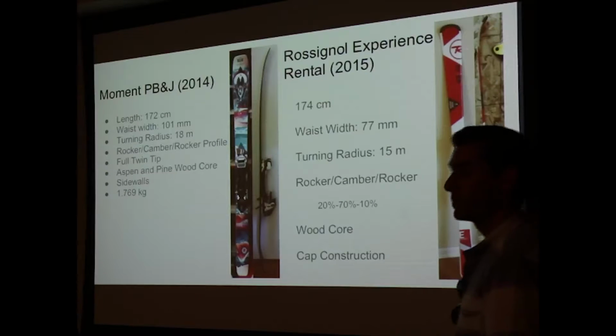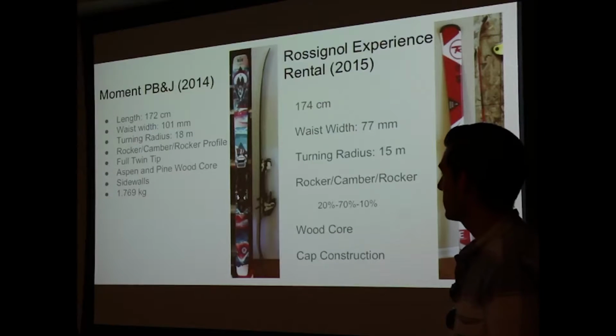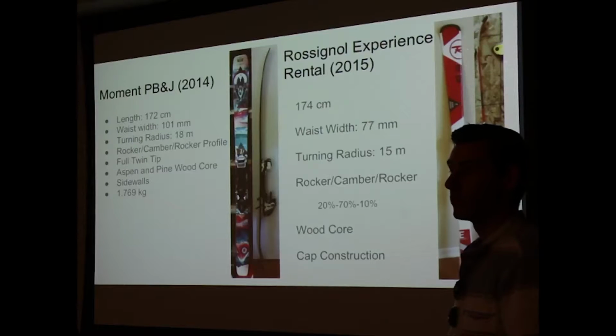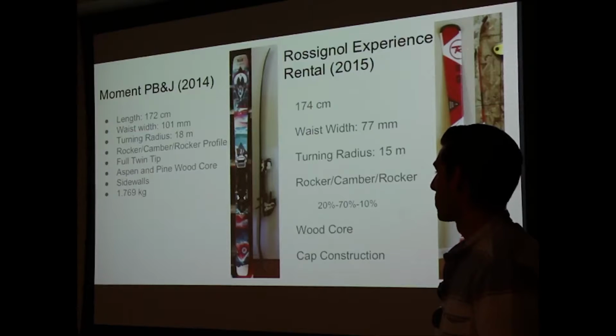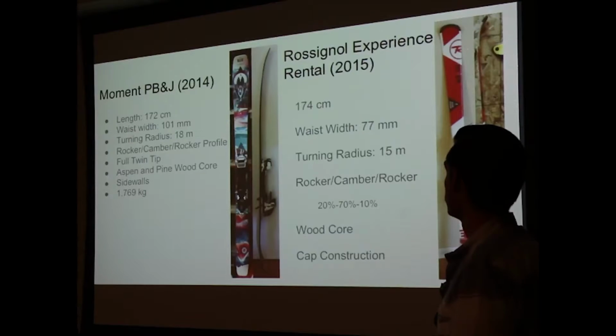Next I have the Moment PB&J. It's another all-mountain ski. It's 101 millimeters underfoot, so it's a bigger all-mountain ski. It's also longer, 172 centimeters in length. It does have rocker camber and then rocker in the tail as well. And it's another wood core.